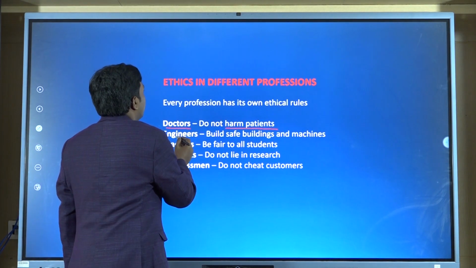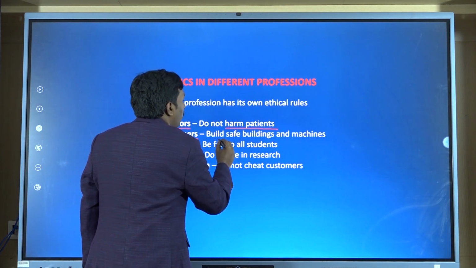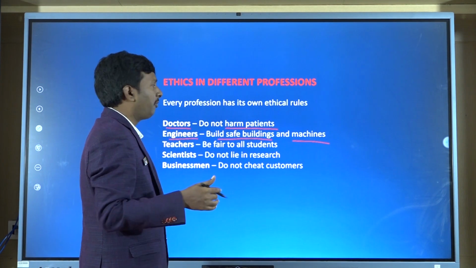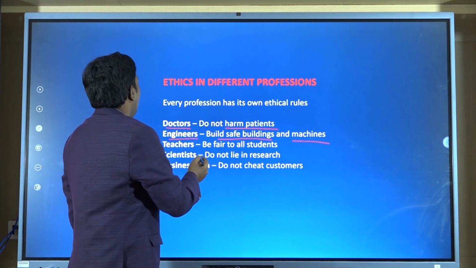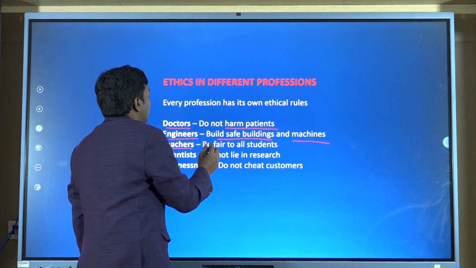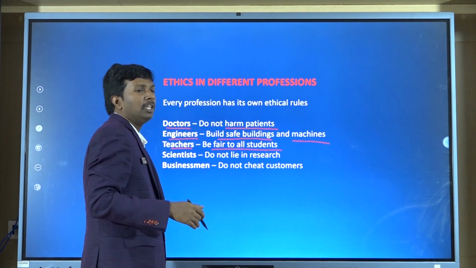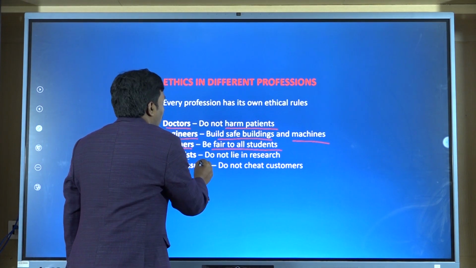So what is the next profession? Engineers. What should engineers do? Build safe buildings and machines. They have to make safe buildings, and machines also they have to make safe. And next one, teachers. What is a teacher's ethical behavior? Be fair to all students, right. So that is ethical behavior. And scientists are also one of the professions.